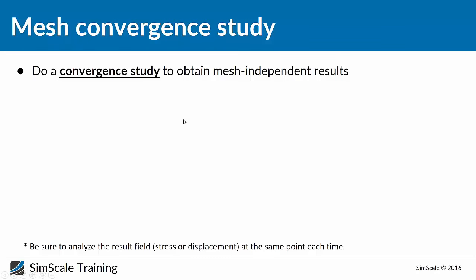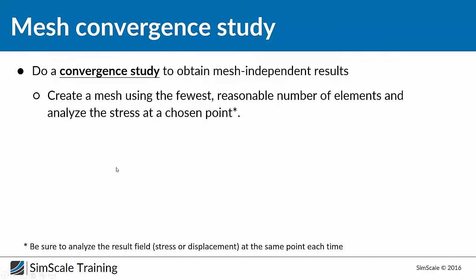And therefore, a very good starting point for a simulation is a so-called convergence study, where we try to obtain a mesh-independent result. And mesh-independent result means that in the end, the result of our simulation should not depend anymore on the size of our mesh. So in the end, we want the mesh with the fewest number of elements possible, which still gives us the right stress at the chosen point. And it's a very good way to make sure your results are also good, to take a look at the stress at a single point.